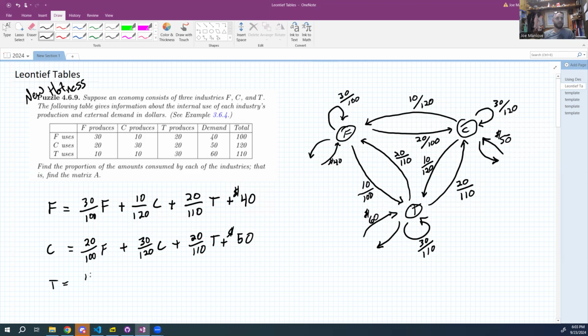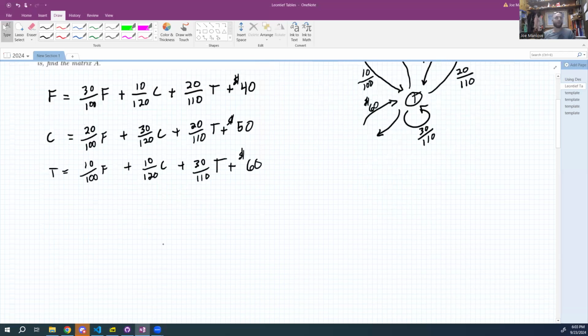And for T, we can write the same thing. So I've got a 10 out of 100 F. I've got a 10 out of 120 C. And I've got a 30 out of 110 T. And that one's got a 60 external demand on it.